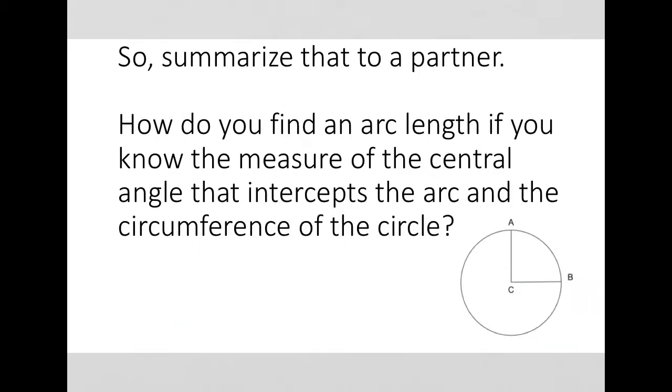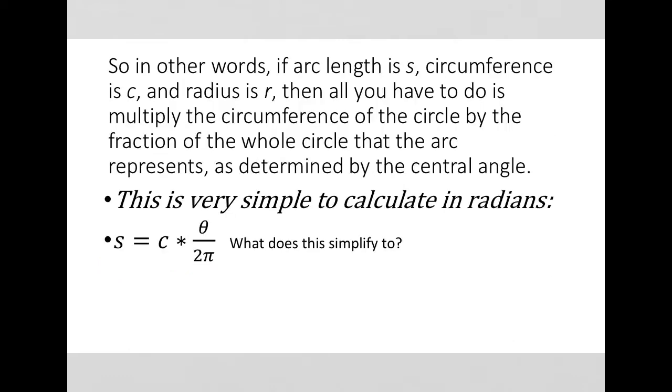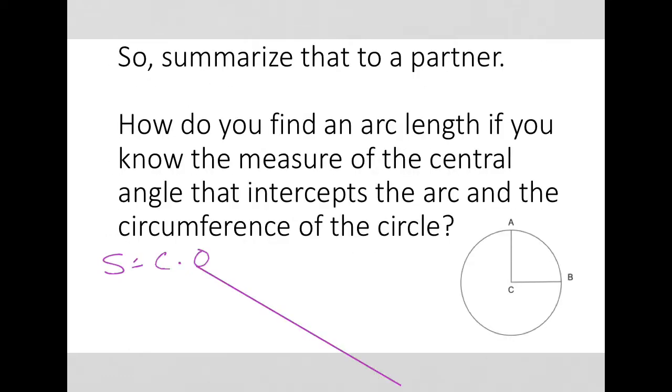So, again, generalizing it, and now let's generalize it in terms of radians. We know that the arc length S is going to equal the total circumference of the circle times the fraction of the whole circle of that central angle. So if we're talking in degrees, then it's going to be the value of that angle theta divided by 360. Or if we're talking about radians, it's going to be the circumference times the value of that angle in radians divided by 2 pi.